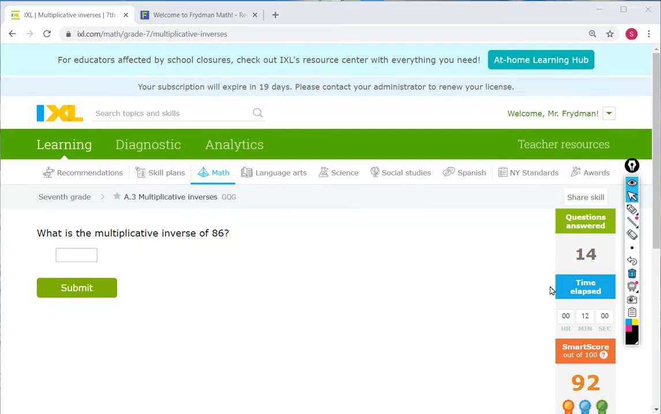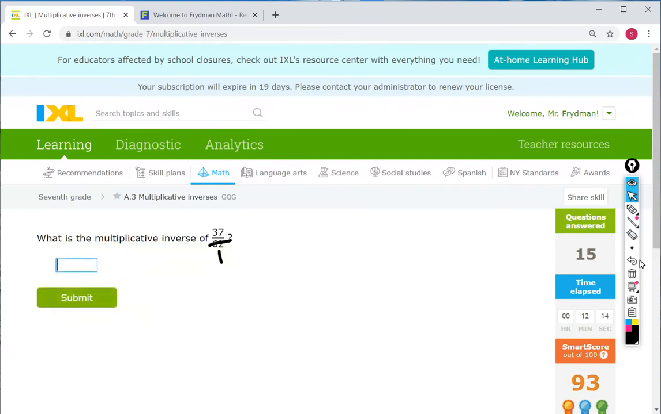Okay, so this one I'm going to imagine putting the 86 over 1, and then I'll just take the reciprocal of that, and I get 1 over 86. Okay, this one, no tricks, just flip it. We get 62 over 37. That's the reciprocal. Okay, this one, again, if there's a negative in the original number, then there will also be a negative in the multiplicative inverse.